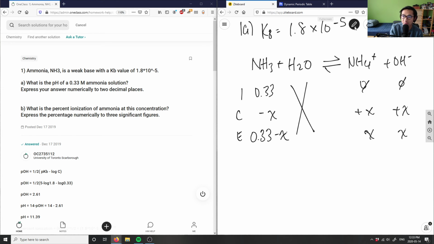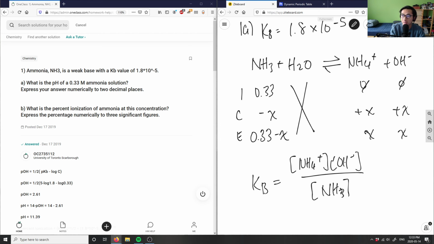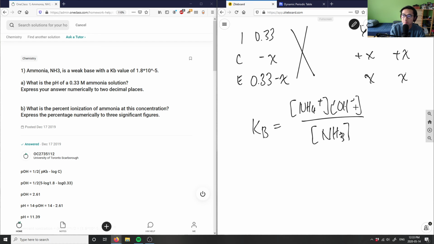What I can do now is write my equilibrium constant equation. So I have Kb here. This is the equilibrium expression: NH4 plus times OH minus, divided by NH3. And I know this is 1.8 times 10 to the negative 5. This will equal X times X, divided by 0.33 minus X.